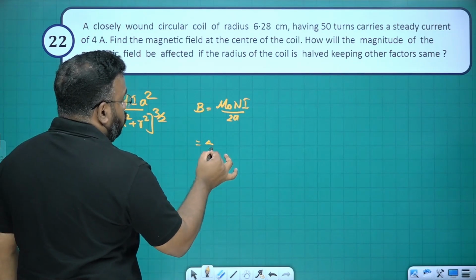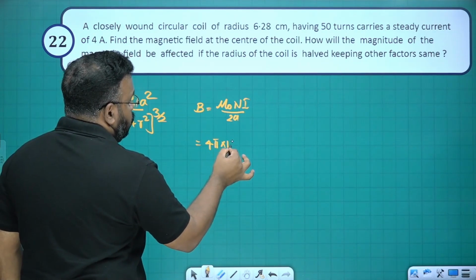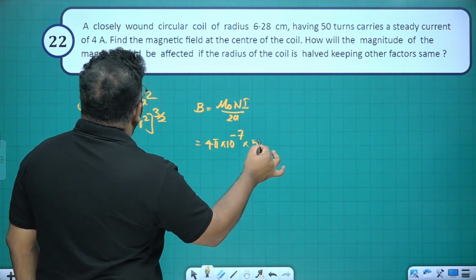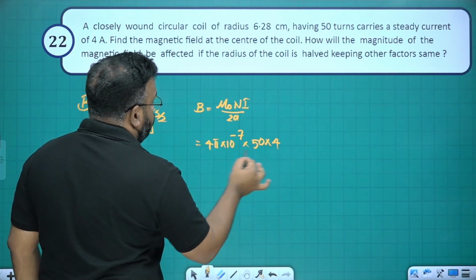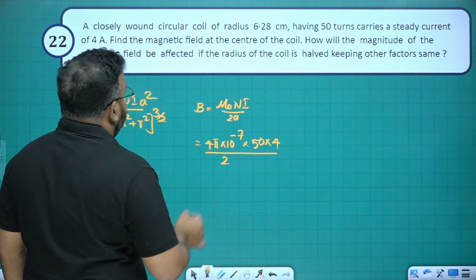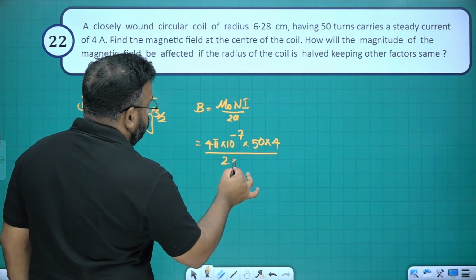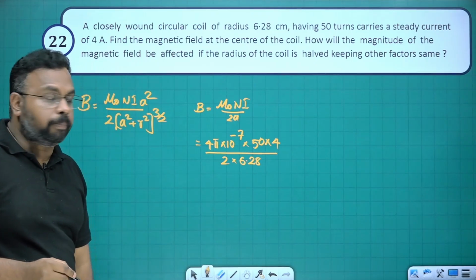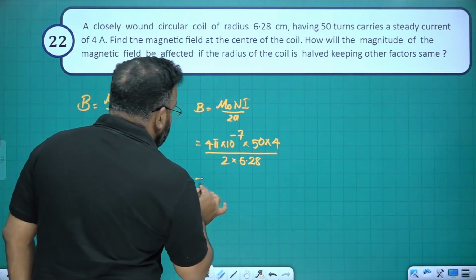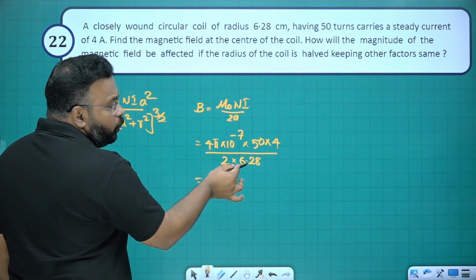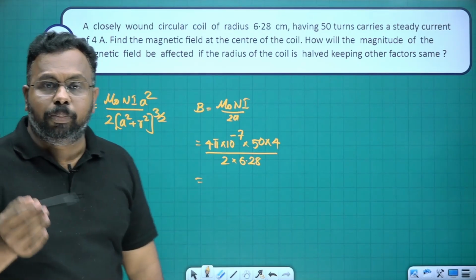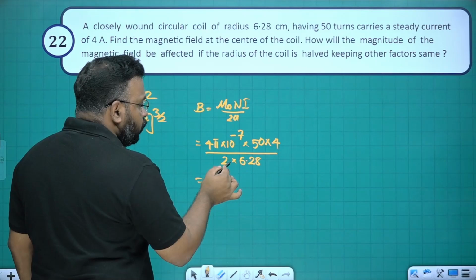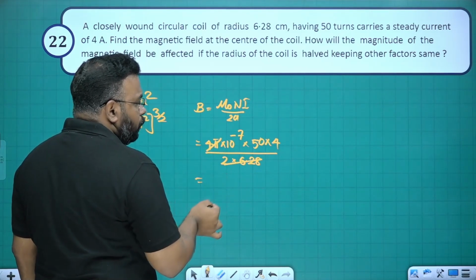Now you can substitute. What is the mu naught value? 4 pi into 10 to the power minus 7, into the number of turns, which is 50, and current is 4 ampere, divided by 2 into the radius, which is 6.28. Here 6.28 means you can easily understand it is 2 pi, since 2 into 3.14 is 6.28. So 2 pi into 2 pi, 4 pi. So this and this term will be completely cancelled.